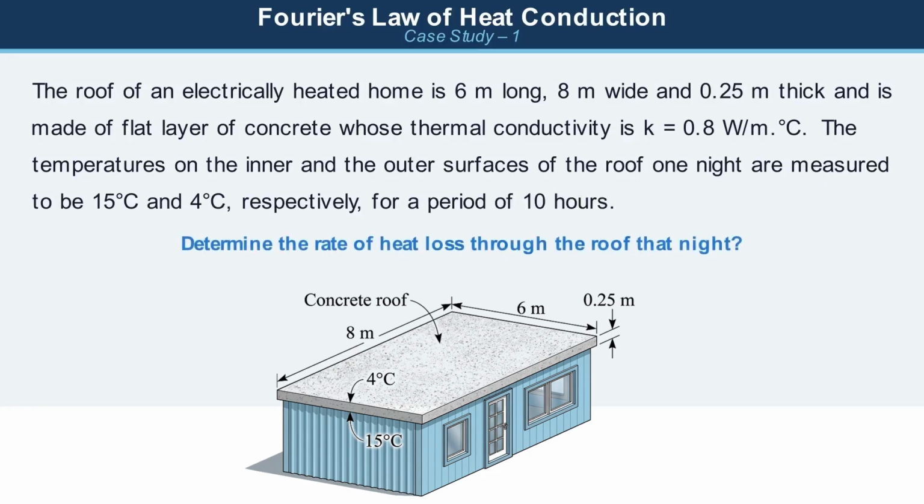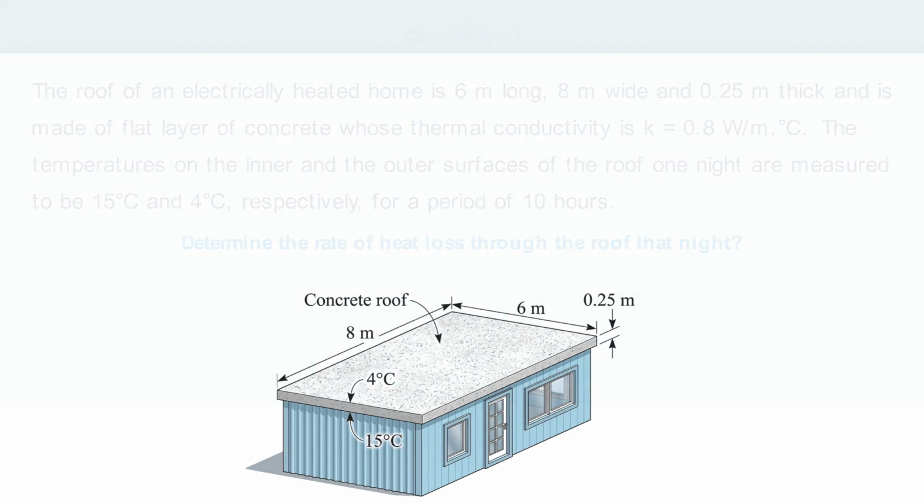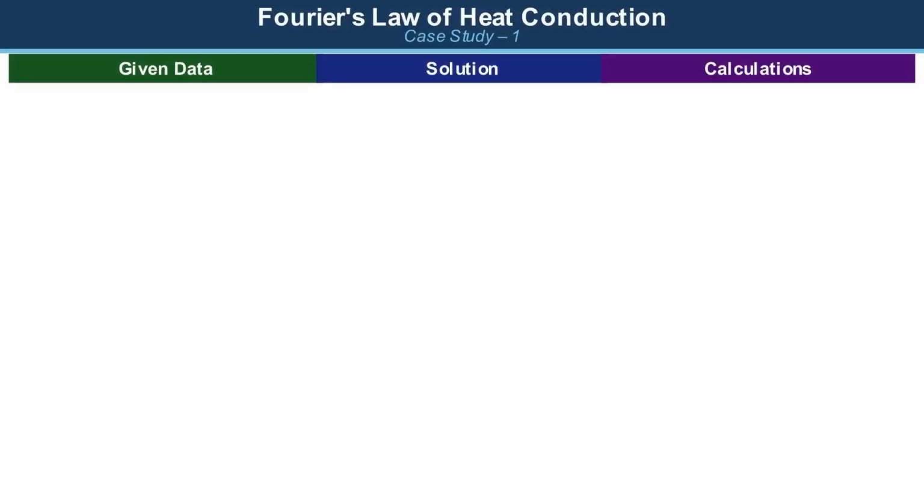The temperatures on the inner and the outer surfaces of the roof, measured on one night, are 15 degrees Celsius on the inside and 4 degrees Celsius on the outside for a period of 10 hours. And the question asks us, determine the rate of heat loss through the roof that night. Now, let us move on to the solution.